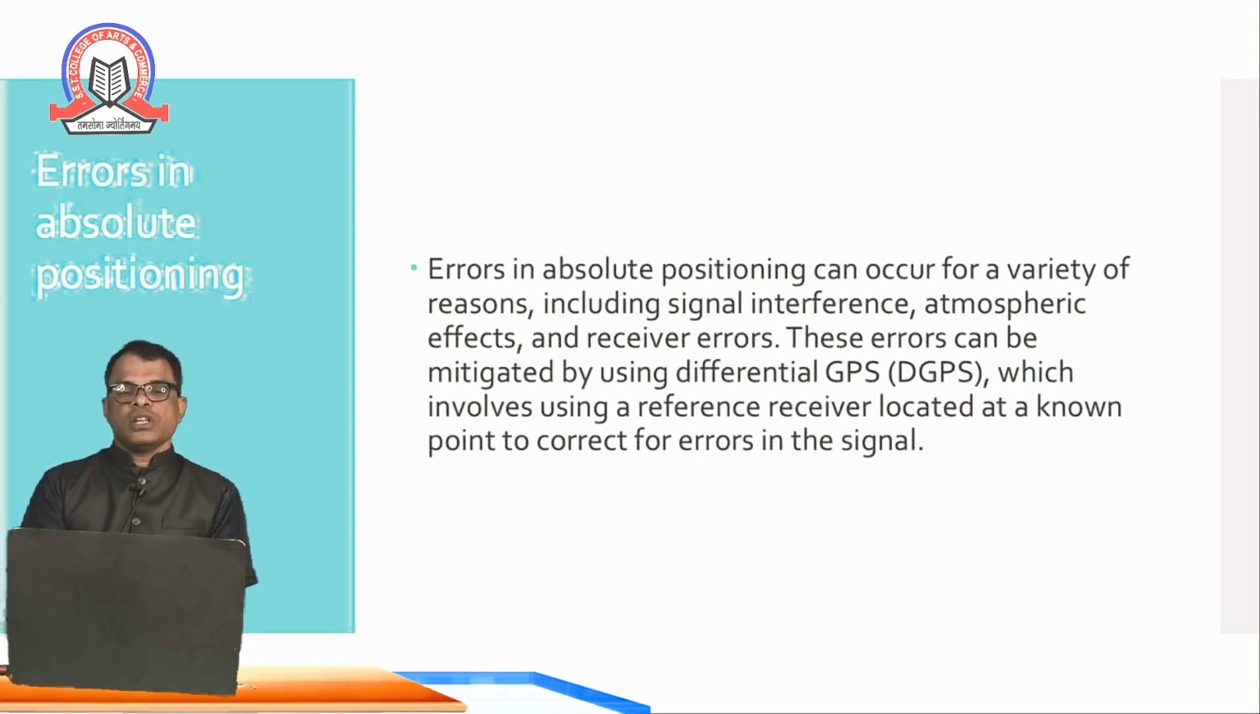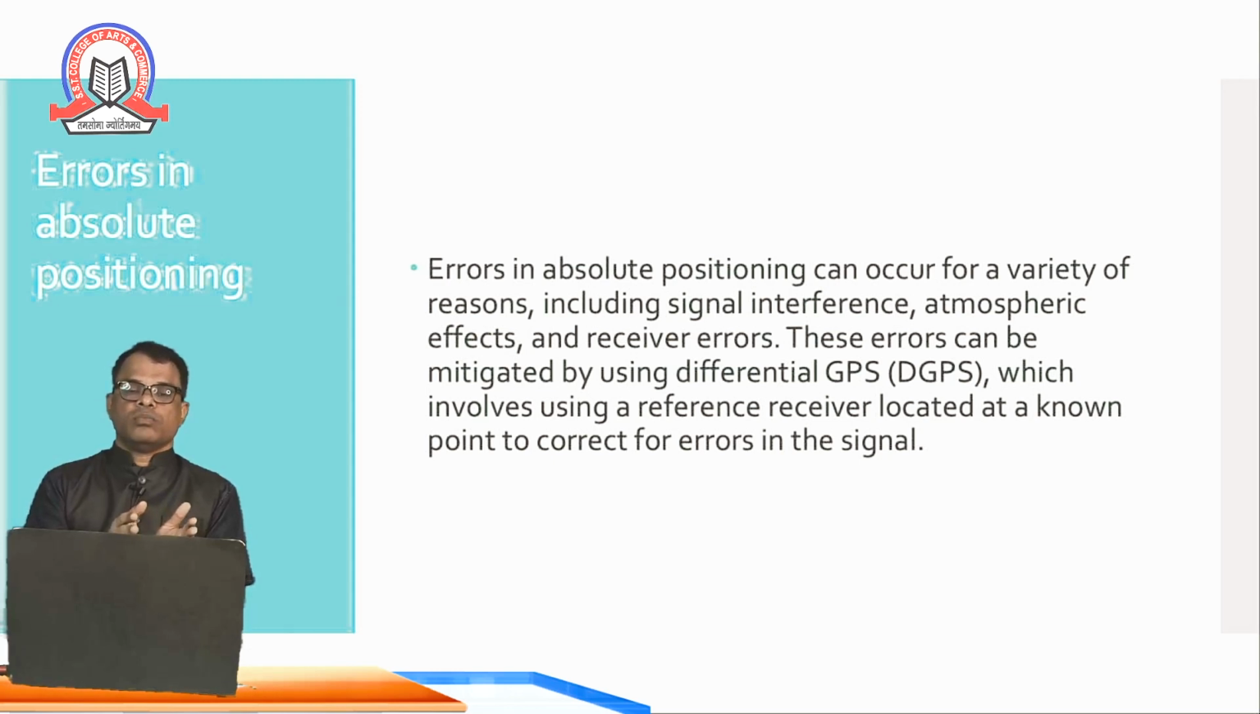Errors in absolute positioning can occur for a variety of reasons, including signal interference, atmospheric effects, and receiver errors. These errors can be mitigated by using DGPS, differential GPS, which involves using a reference receiver located at a known point to correct for errors in the signals. So we can have receivers at different locations, and we can calculate the values from different locations, and then we can decide. Actually the error can be minimized, but there will always be some error.